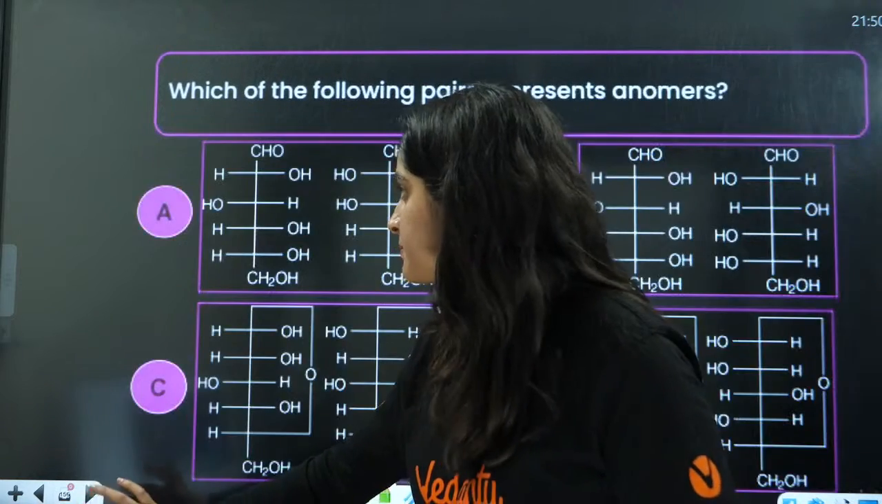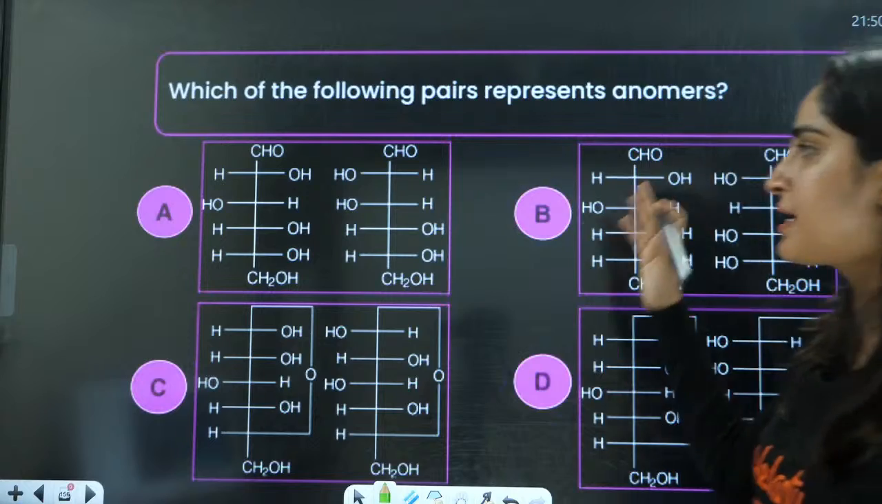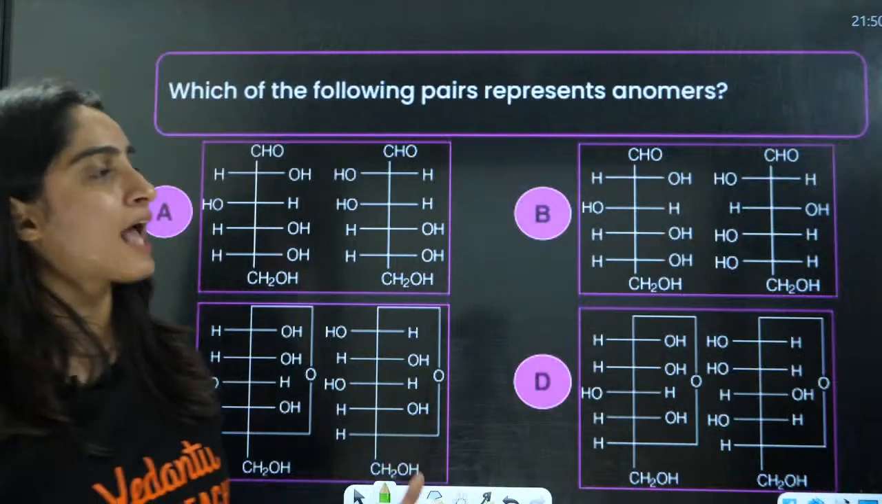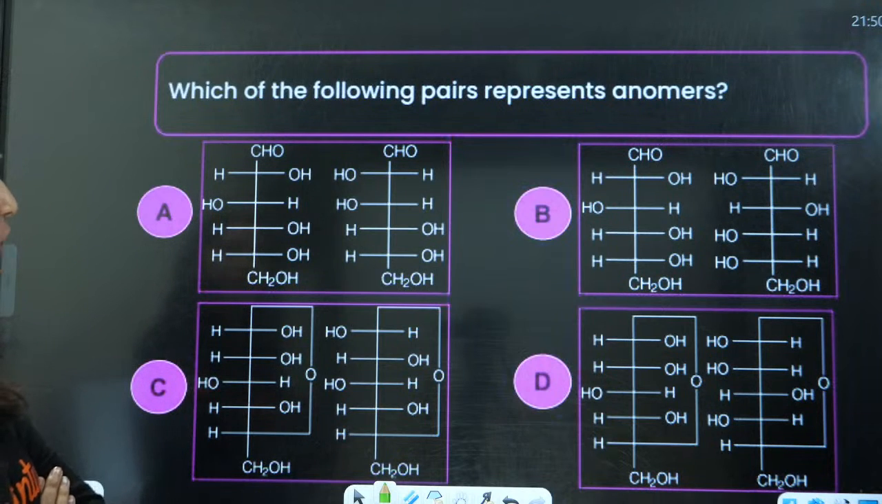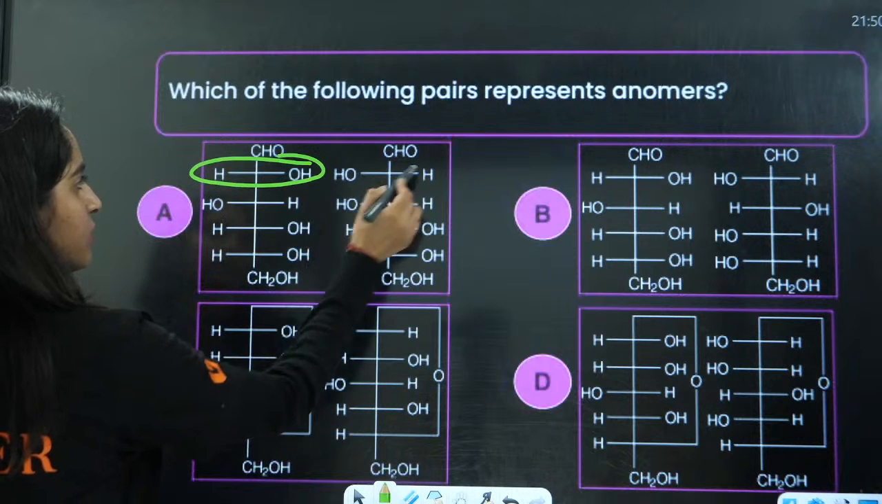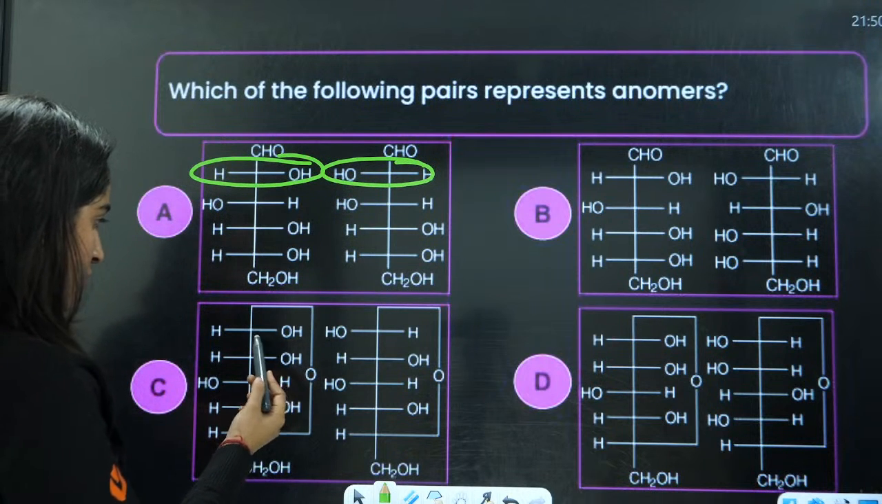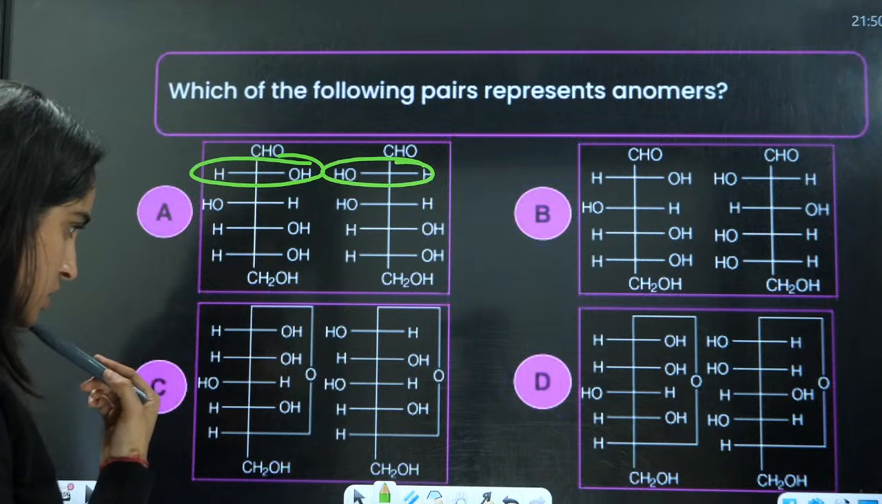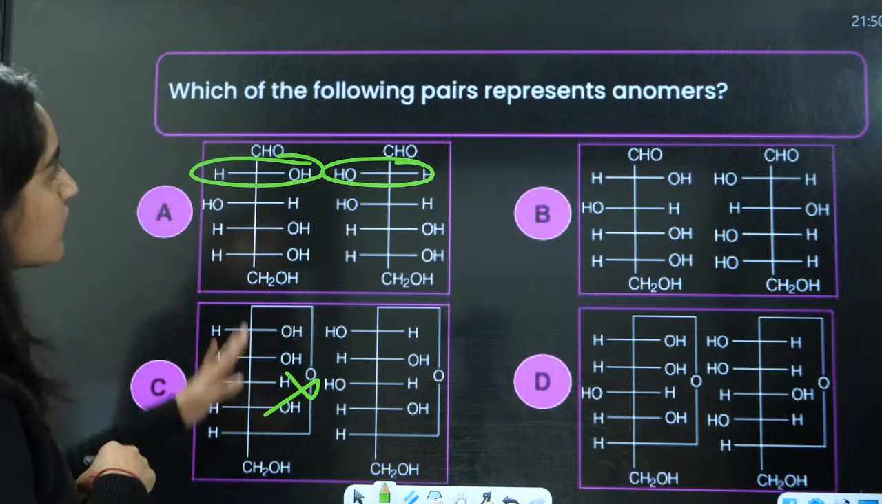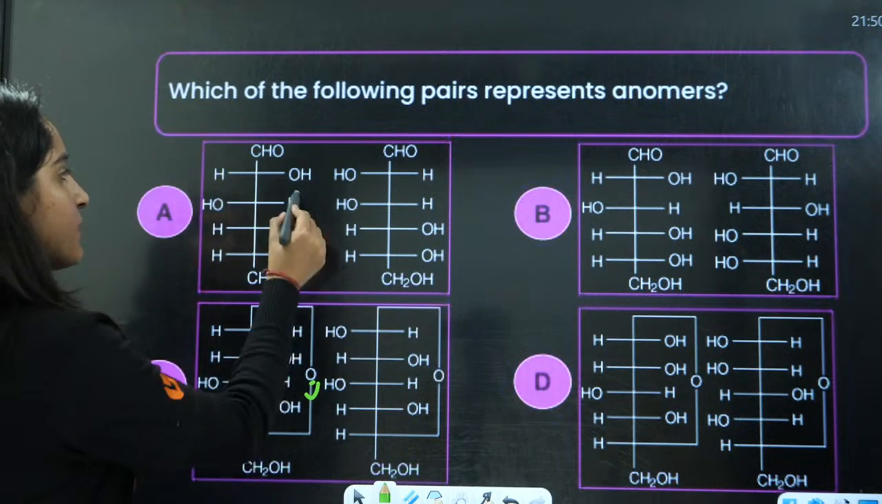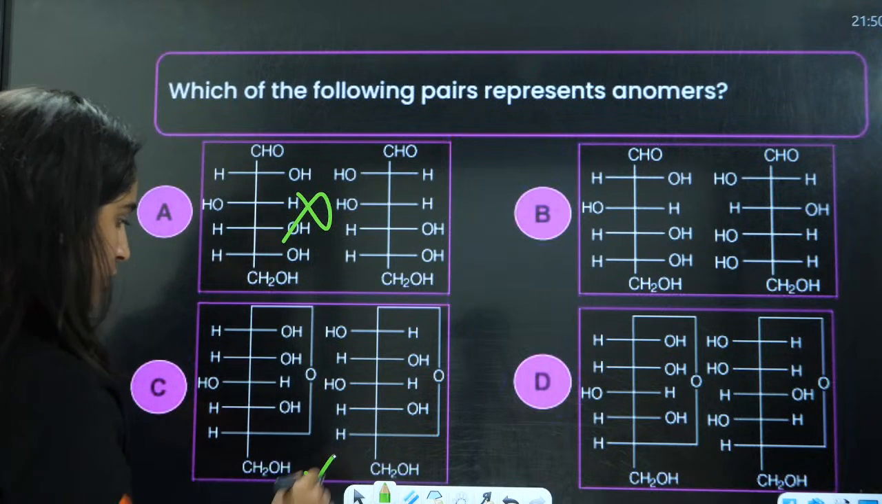Which of the following pairs represents anomers? Now what are anomers? They are cyclic epimers that differ at the last chiral carbon, the first carbon. All other positions are the same except for the first carbon. This one is cyclic, but they are talking about anomers, so this is an epimer, not an anomer. This one is an anomer.